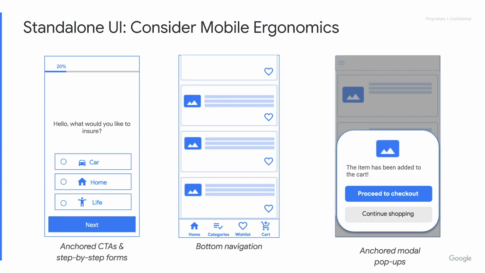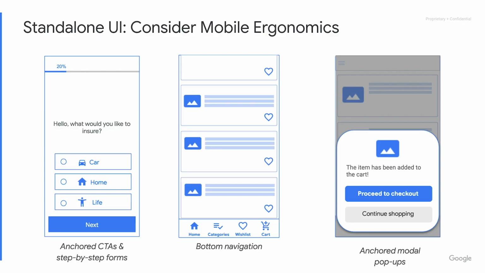When designing for longer screens in the standalone UI, make sure all key navigation items are easily accessible for the user. In general, the bottom of the screen on mobile devices is considered a more ergonomic location. It's easier to reach when holding the device with just one hand. So consider locating your key calls to action there. Testing a bottom navigation bar is a good idea in general, or anchoring modal pop-ups at the bottom of the screen versus in the center.